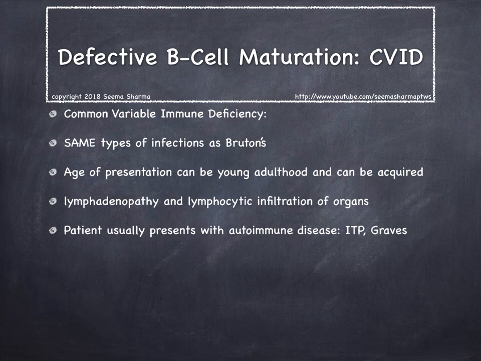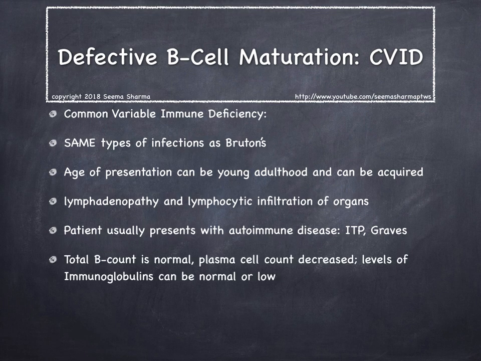The patient usually presents with autoimmune disease, so there's usually an accompanying immune thrombocytopenic purpura or a Graves' disease. The total B count is normal, but the plasma cell count is generally decreased. The levels of immunoglobulins can be normal or low. It varies from patient to patient, and the treatment is with IVIG if indeed the immunoglobulin levels are low.